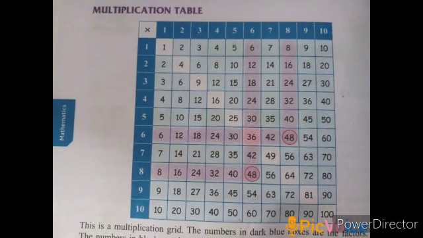Children, in your book page number 42 you have a multiplication table. You have to be thorough with the tables 2 to 9. Then only you can do the sums. So every day you have to learn the tables first, then go to the exercise.